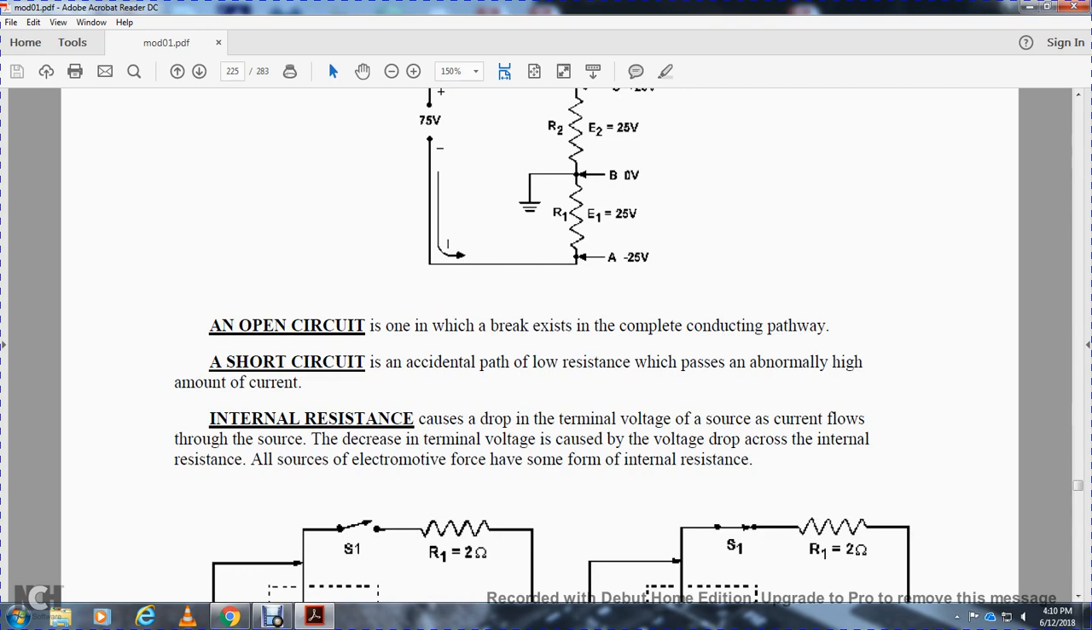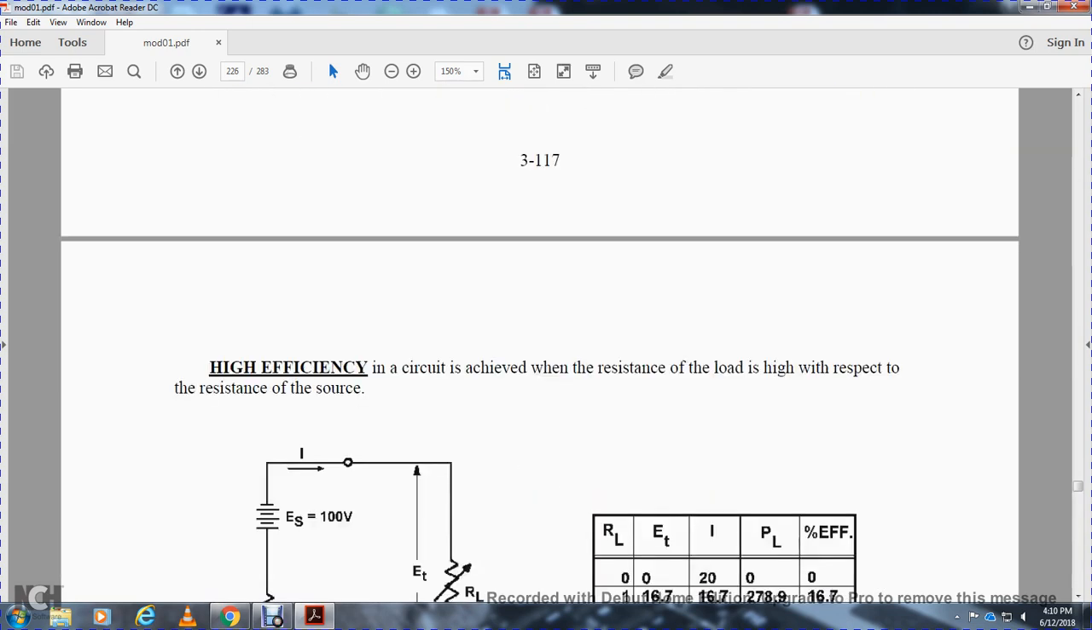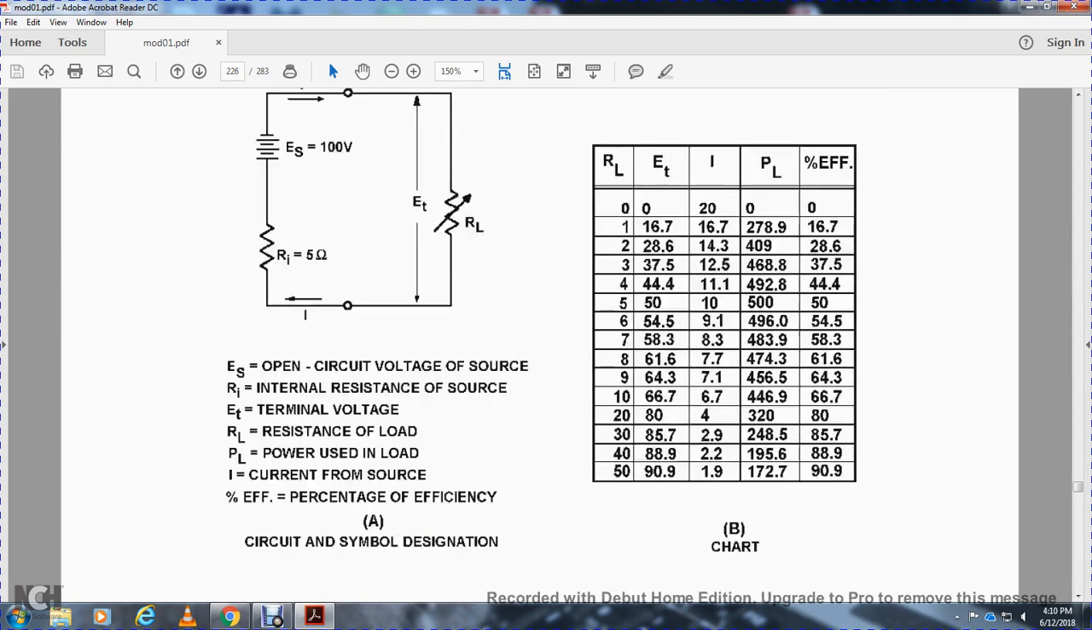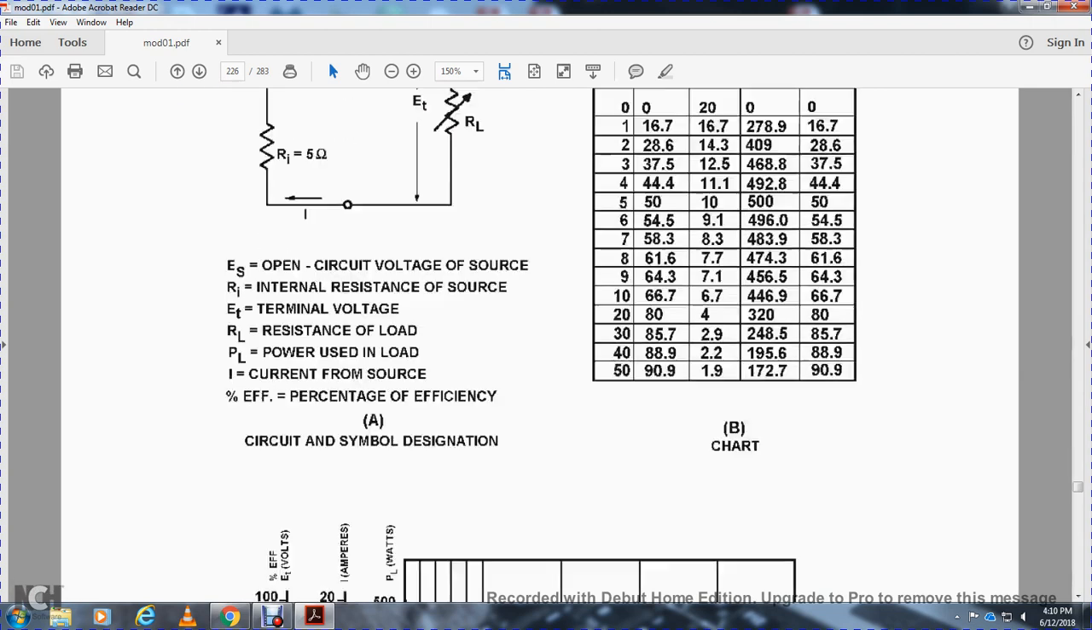The drop across the internal resistance occurs because all sources of electromotive force have some form of internal resistance. High efficiency in a circuit is achieved with the resistance of the load high with respect to the resistance of the source. So ES is the open circuit voltage, RI the internal resistance of the source, ET the terminal voltage, RL the resistance of the load, PL the power used in the load, I the current from the source, and the percentage efficiency.